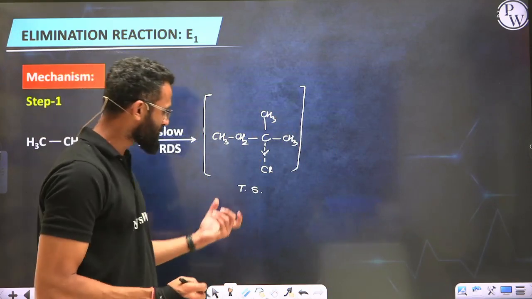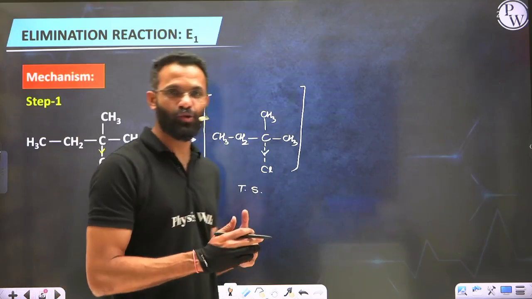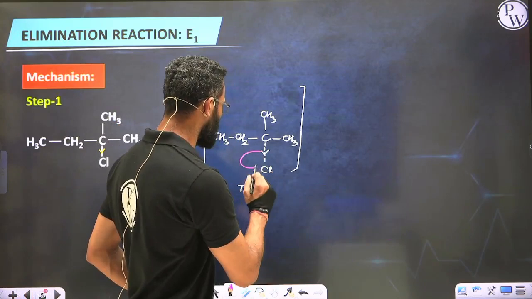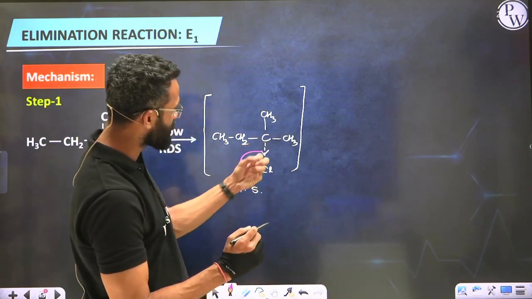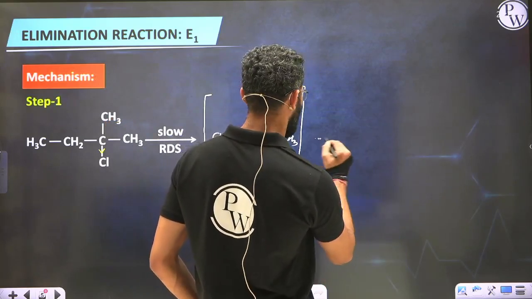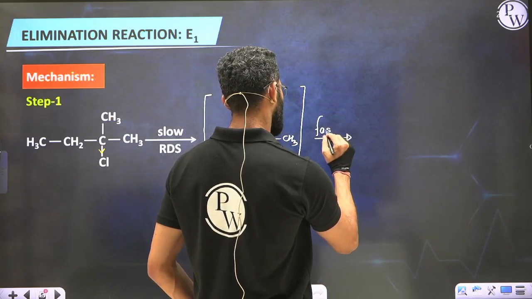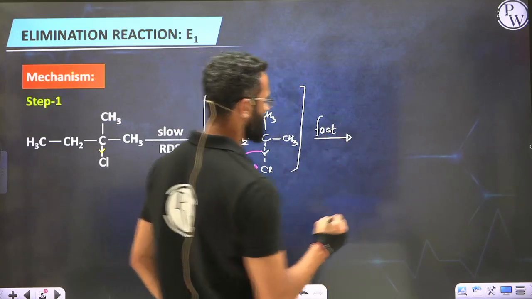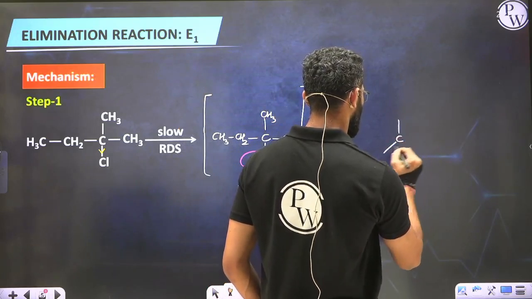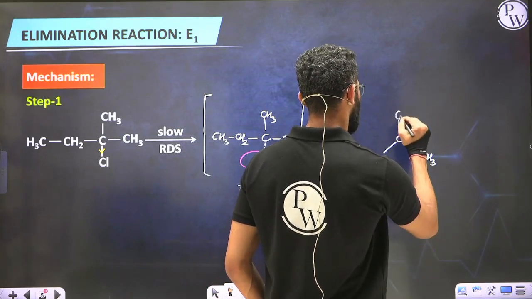Once you get the transition state, because it is a state of maximum energy content, it immediately loses the leaving group. So the carbon-chlorine bond will be immediately broken. And as soon as Cl leaves in the form of Cl minus, it will result in the formation of a carbocation. So this step will now be a fast step, and that will result in the formation of a tertiary carbocation.